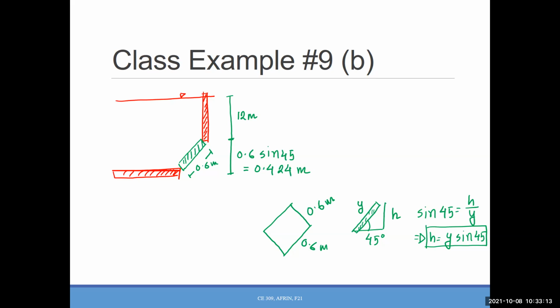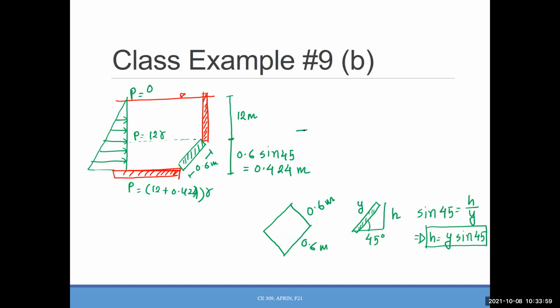And that means pressure at this point is what? Pressure at top. What is the pressure magnitude here? The depth is 12, so 12 gamma. Here, 12 plus 0.424 gamma, right? Is that correct magnitude of pressure on each point? Okay. And we know the distribution will be triangular here.